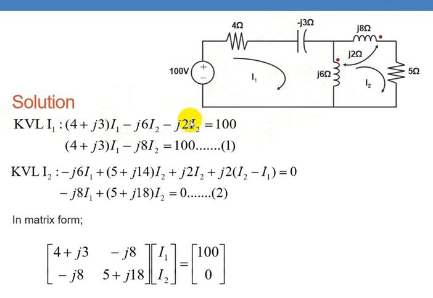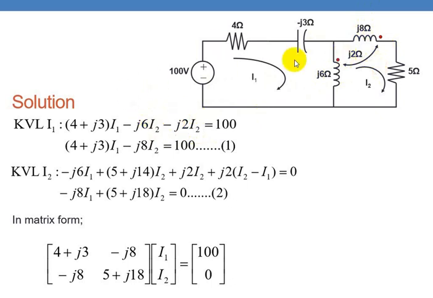Then the last term is for mutual inductance. So here these two coils are coupled. Therefore the mutual inductance is j2. So j2 into which current you have to multiply? This coil is coupled to this coil. What is the current flowing in this? It is I2. So j2 into I2 is the voltage drop. Then you have to find out this sign.